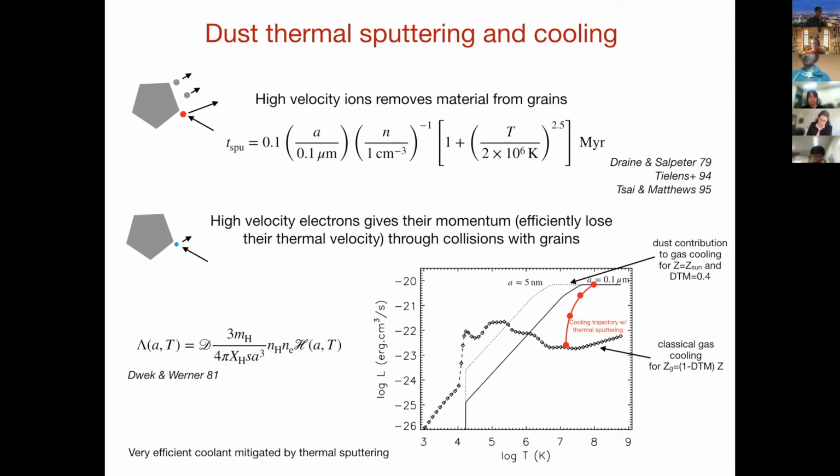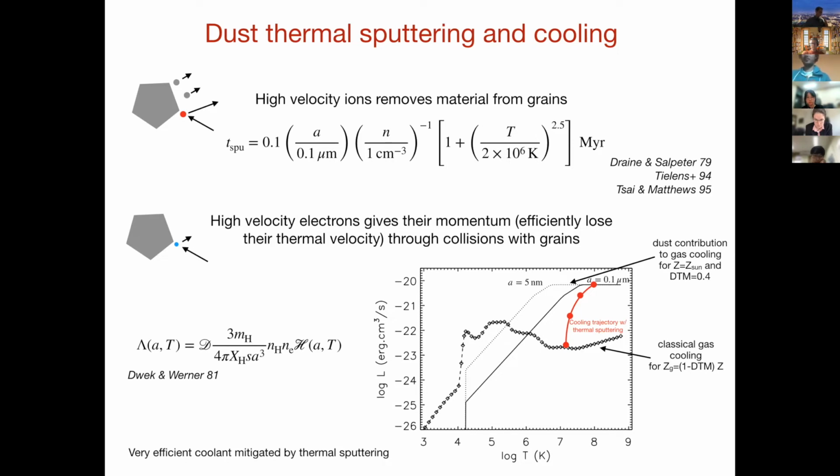And the other process that happens at the same time as thermal sputtering at high temperature is cooling. When electrons collide with dust grains, they give some momentum to the dust grain. They lose velocity, so sound speed, and they decrease their temperature. Some of this energy is radiated away. So it's effective cooling for the gas phase.